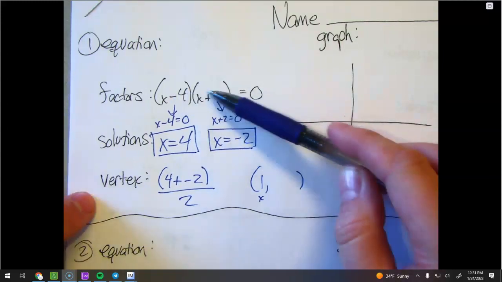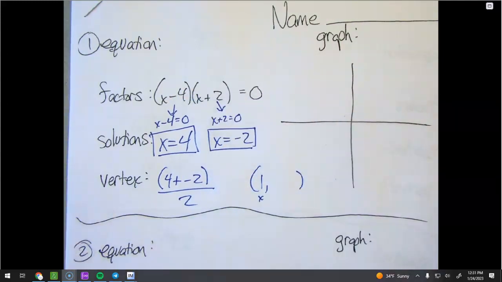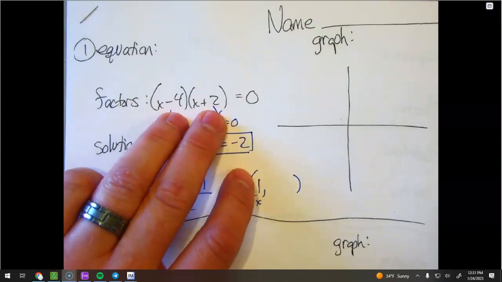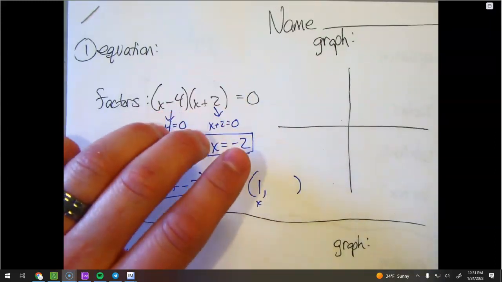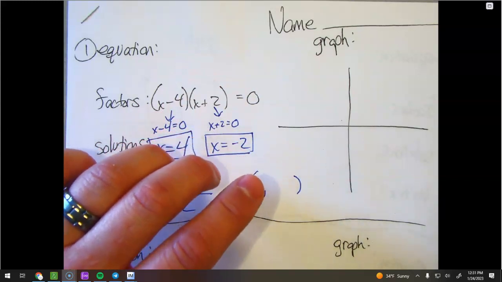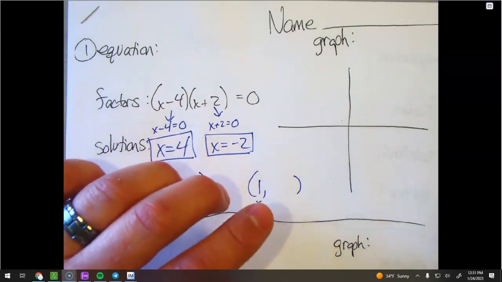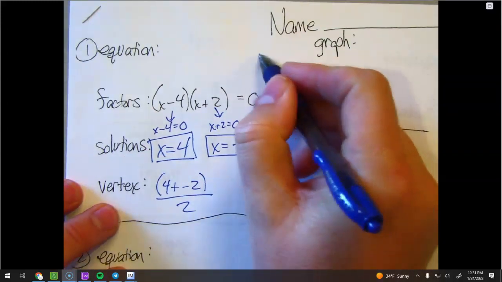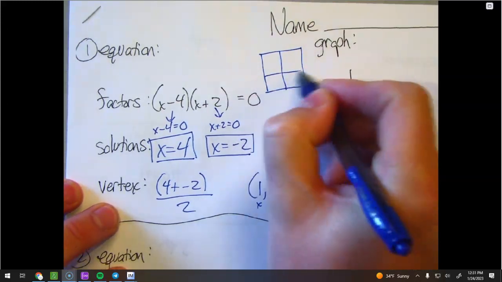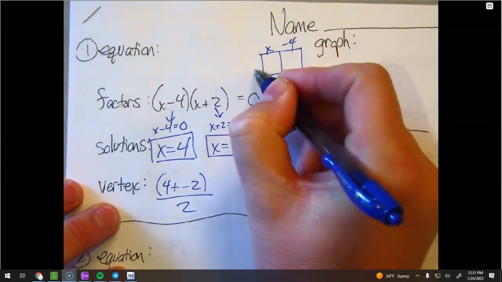So I actually can plug it in here. I could do either one, but let's find the original equation. Who can tell me how to go from factors to the original equation? You're doing distributive? I would suggest boxes, but if you do distributive, that's totally fine. But what you want to do is multiply those two things together. So x minus 4, x plus 2.